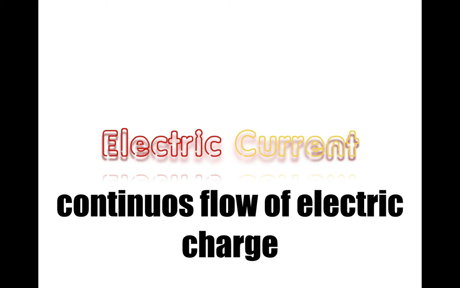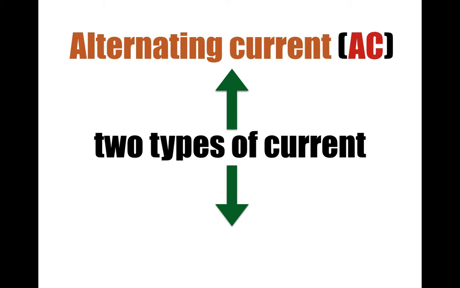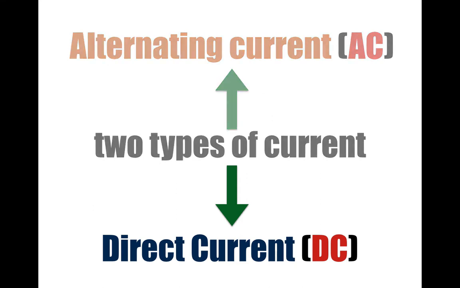Electric current is a continuous flow of electric charge. So we're talking about the movement of electrons through a material. Okay, and we measure this current in amperes. So there's two types of currents that we're going to discuss right now. The first will be direct current and then alternating current. You know these as AC and DC: AC, alternating current, and DC, direct current.